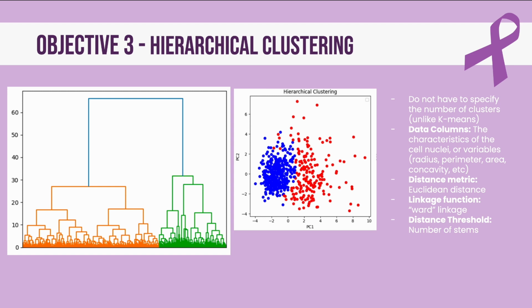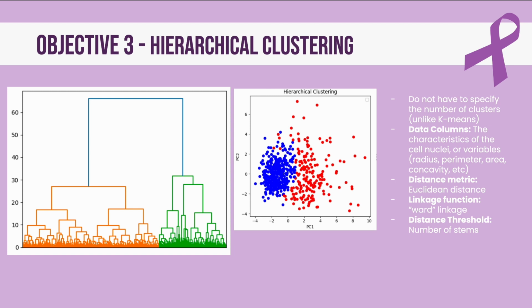For our third objective, we wanted to look at how hierarchical clustering performs on our data. The columns that were used were the main variables that reflect characteristics of cell nuclei for patients with breast cancer. This includes things like radius of the cell, perimeter, area, and concavity. For the distance metric, we used the Euclidean distance, which measures the straight line between two different data points. And the Ward linkage function was used to minimize the overall variance when forming clusters.